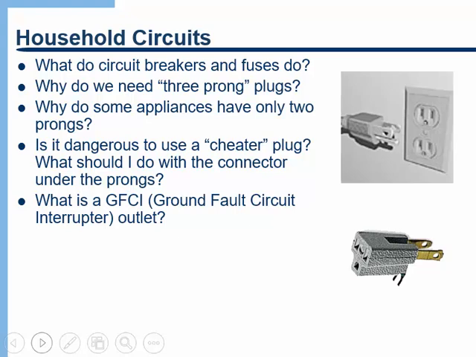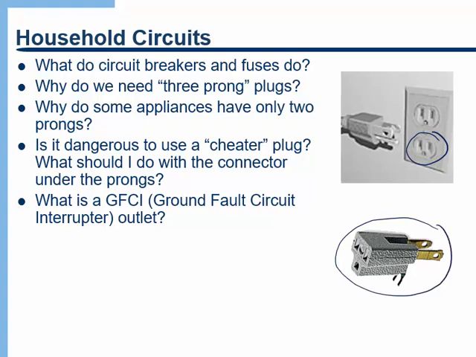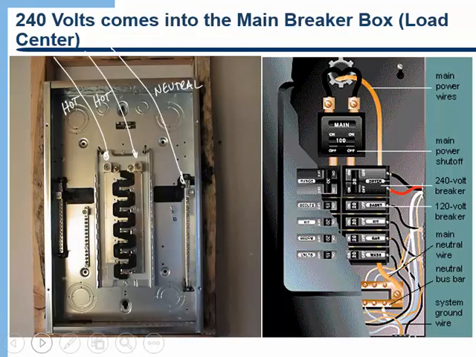So we'll answer all of these questions about what circuit breakers do, why our outlets have 3 prongs instead of 2, and whether it is bad to use one of these cheater plugs if you only have wall outlets that have just the 2 prongs and not the ground prong. We'll also talk about what those plugs that have the buttons on them are, which are GFCI. So let's start at the beginning.